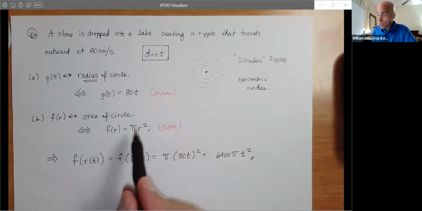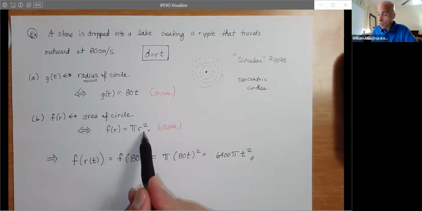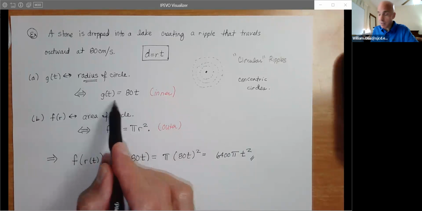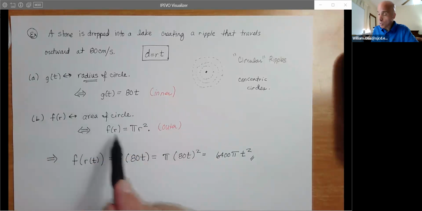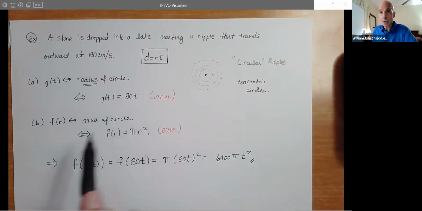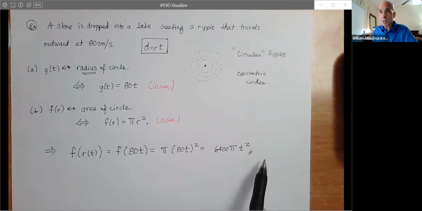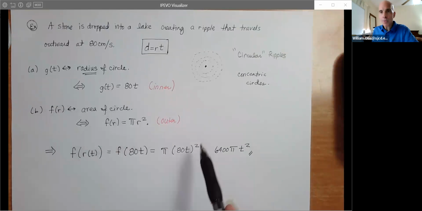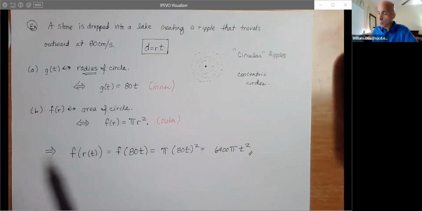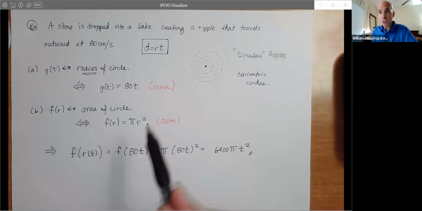Notice I just used R for radius here, but the WebAssign gave it to you this way. It might have been even better for WebAssign just to have called this R of t, and so you don't have the duplication here. So remember, when you're doing science problems and things of the like, be flexible with your notation. Just realize that you are in control of that.